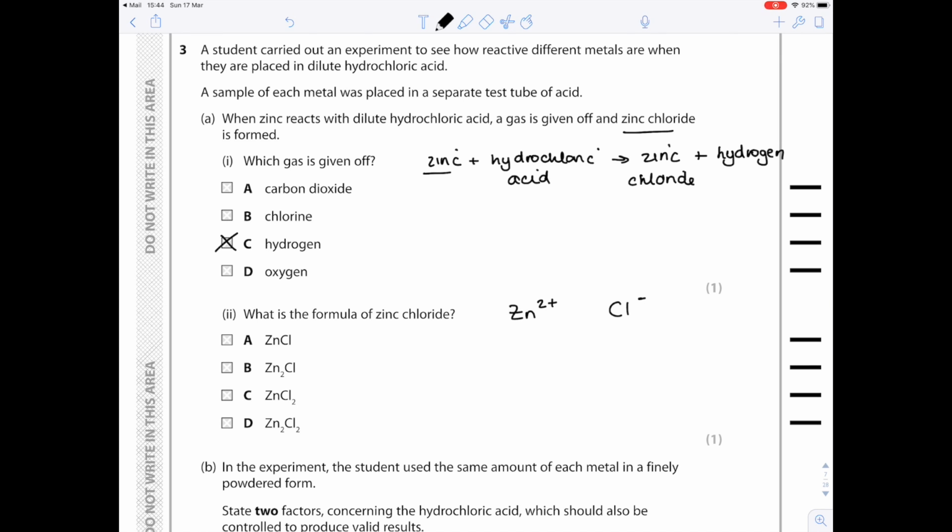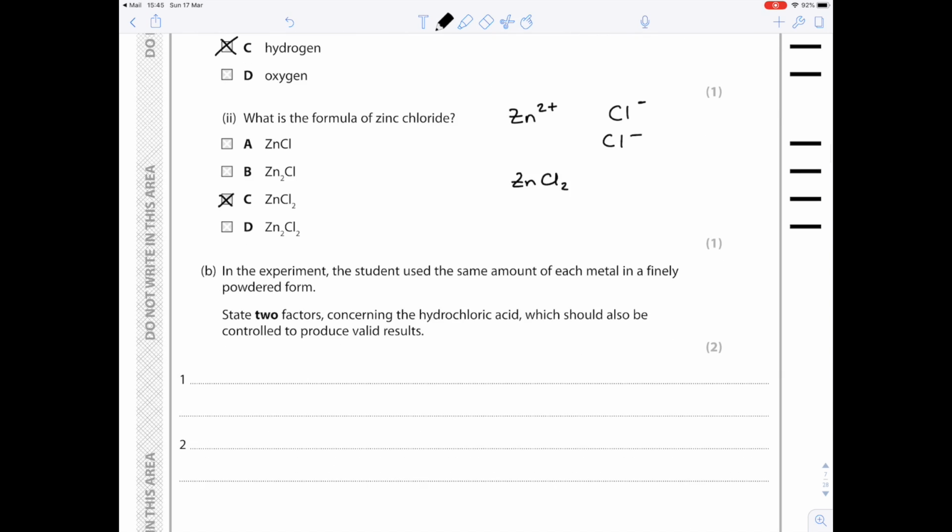So what you have to do is work out how many chlorines you need for each zinc. So you need 2. And as you can see, that would balance in terms of charges. So if you put those formulae together, you get a formula which is this. Your teachers may have taught you the swap and drop method, so obviously use that if that works. But I prefer to show how you actually come to your answer. So anyway, the answer here is C.